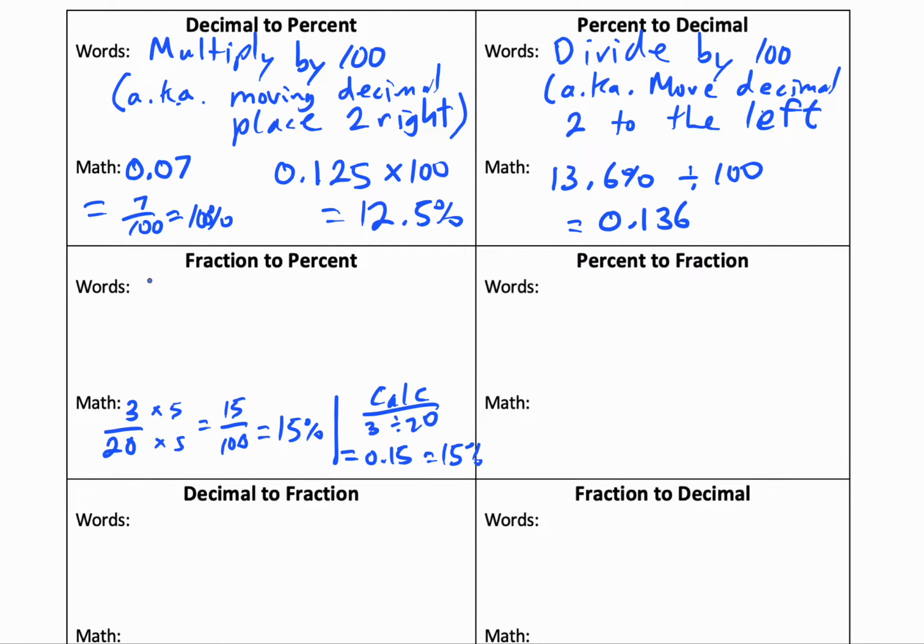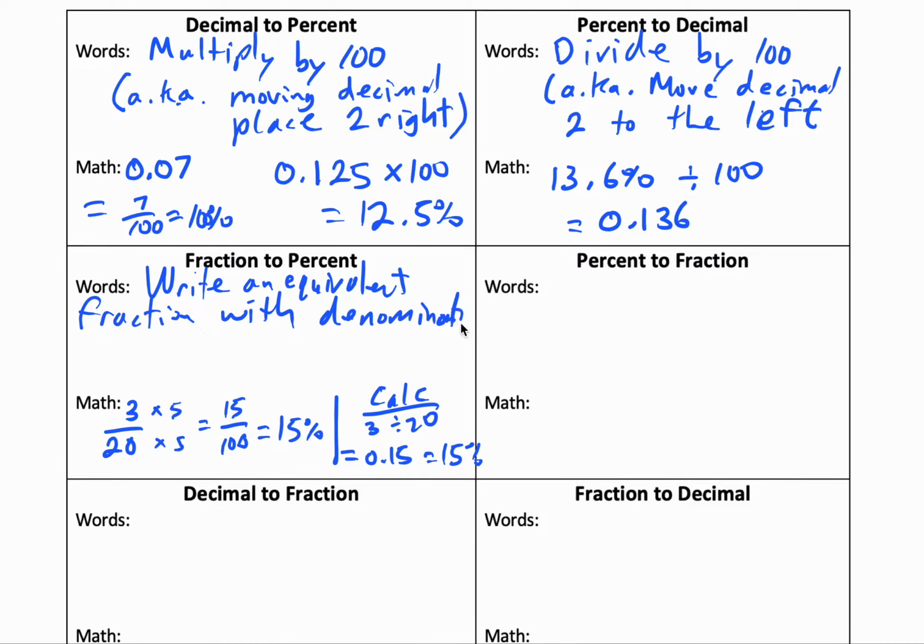So convert, let's say, should I say convert or write? Let's say it this way. Write an equivalent fraction with denominator 100, okay? Or with the calculator, just divide. Okay, just divide the two numbers and then change to a percent.